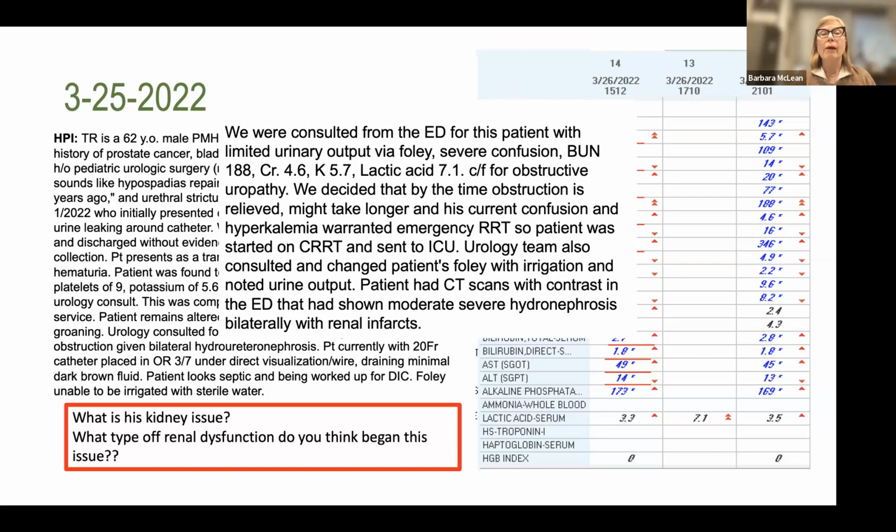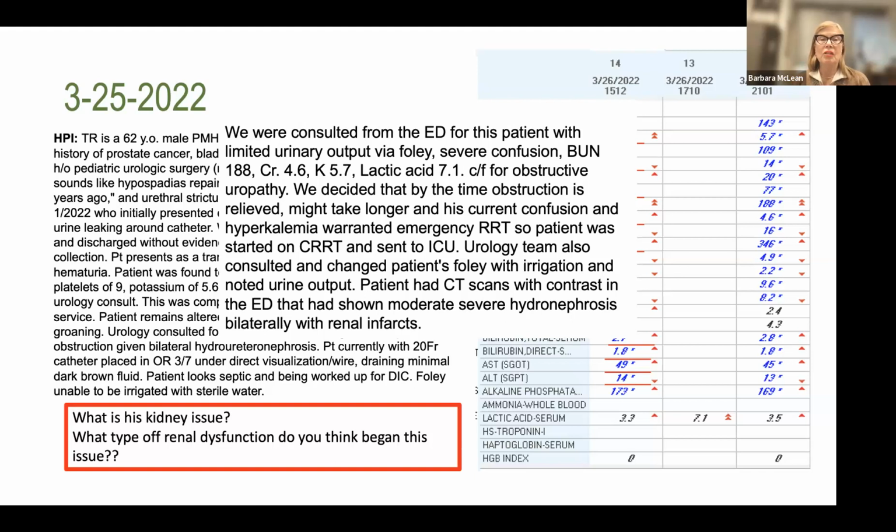Okay, so now you look at the consult. This is the urologist, right? We're consulted from the ED for this patient who has limited urine output via Foley, is severely confused, BUN 188, creatinine 4.6, K 5.7. That's a little different than what we saw. This is actually now on this day, although I'm not sure where they got those other numbers. And lactic acid 7.1. So they decided that they need to rule out obstructive uropathy.